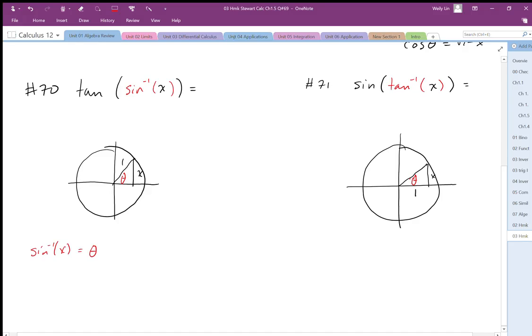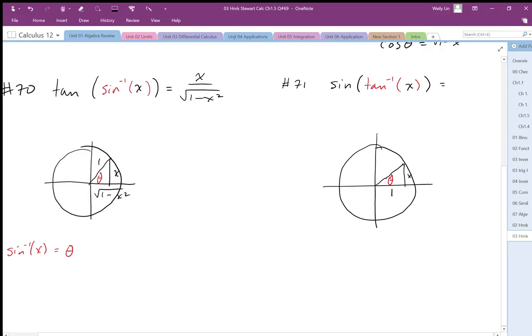So for tan of theta, I just need the adjacent side and the opposite side. The adjacent side is going to be the square root of 1 minus x squared. And then when I write the tan ratio, it's just going to be x over the square root of 1 minus x squared. So there is a simplified form of the tan ratio when I simplify this expression.